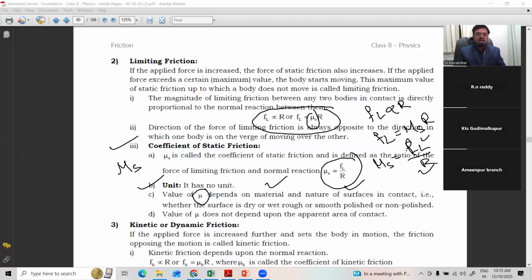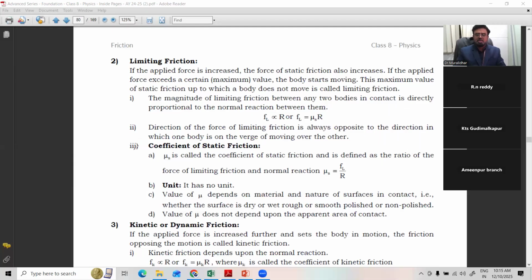Then it also depends on the nature of the surface, whether it is smooth or rough, whether the surface is dry or wet, everything. The mu value changes. But the mu value does not depend on the apparent area of contact. Same as friction, how much area the force is acting on is not important. Mu does not depend on it at all. The mu value may be less than 1 or more than 1 for different surfaces. More than 1 for one nature, less than 1 for another nature. We'll discuss in higher classes.